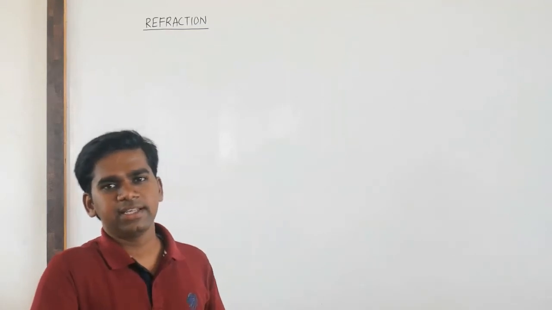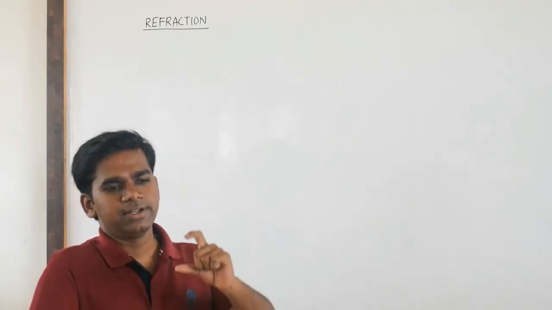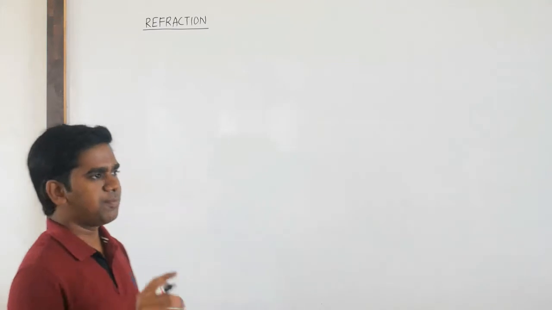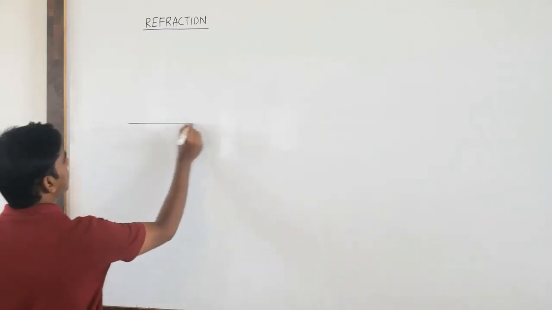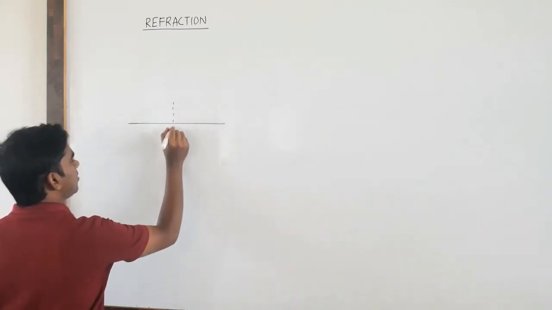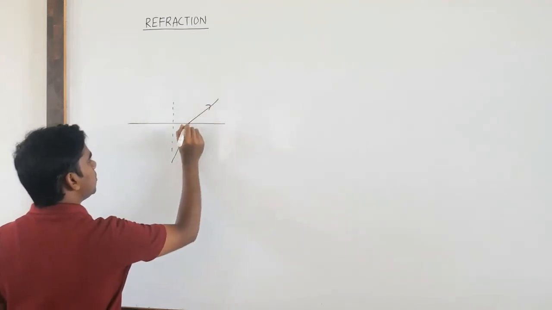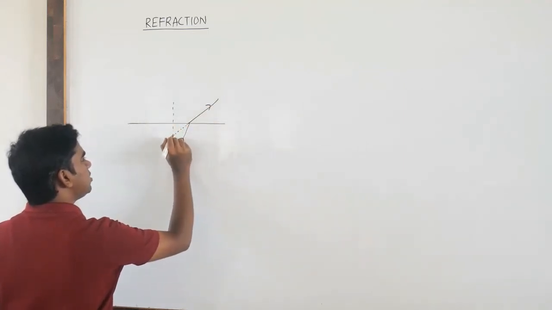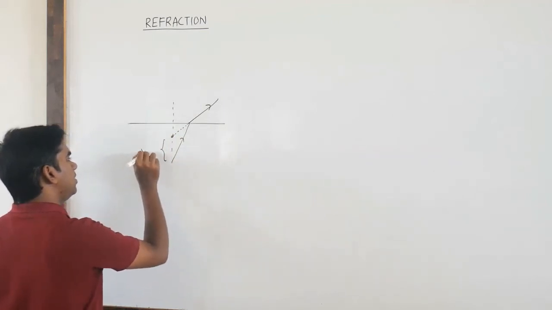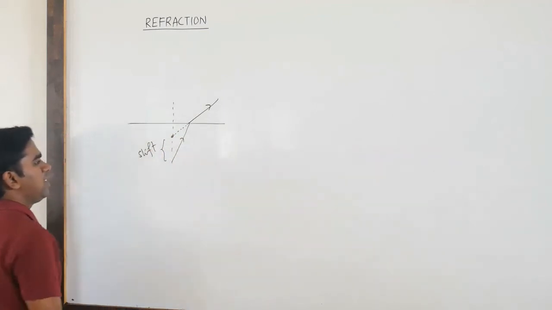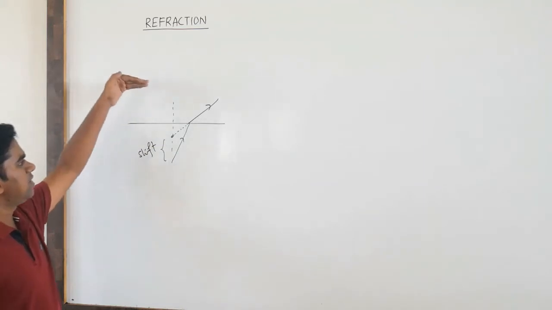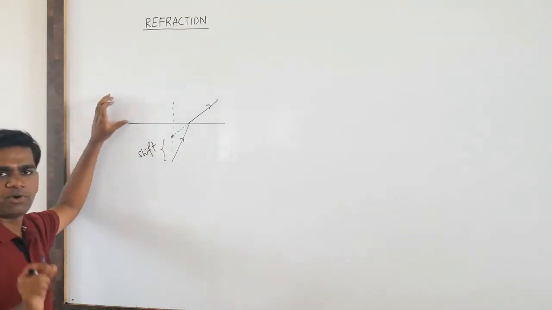Hi everyone. In last class we discussed the normal shift when light travels from a denser medium to a rarer medium. When light travels from a denser medium to a rarer medium, it will bend away from the normal. So the object seems to be at this point. So there is a shift in the object. When light travels from denser to rarer or rarer to denser, the shift formula may change.